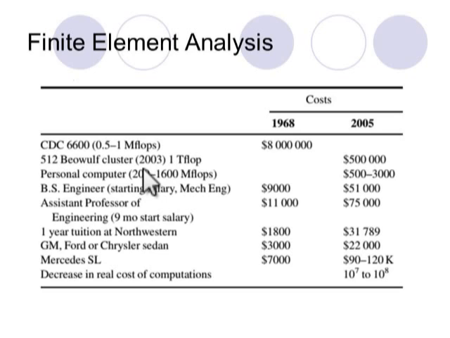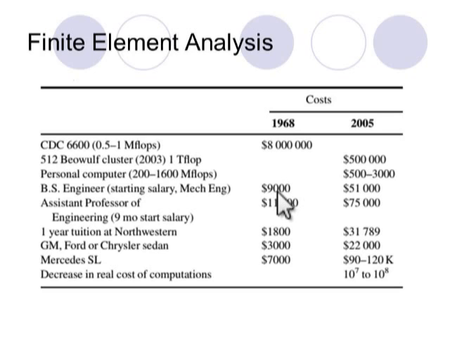But if you have a computer and the software to make this analysis, it's better, it's cheap. So let's look at the prices. In 1968, a computer with 1 million floating point operations cost about $8 million. Now, at that time there was no personal computer.